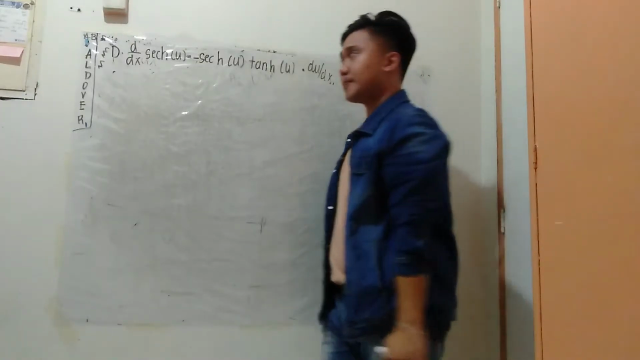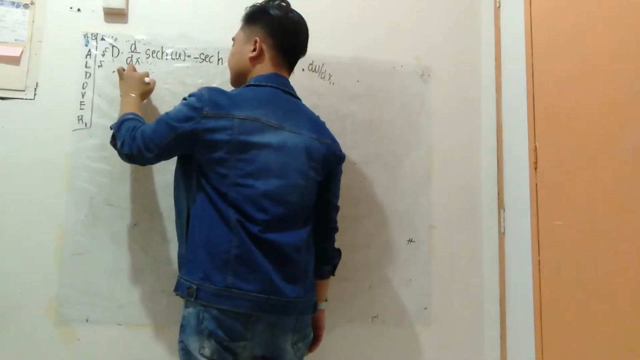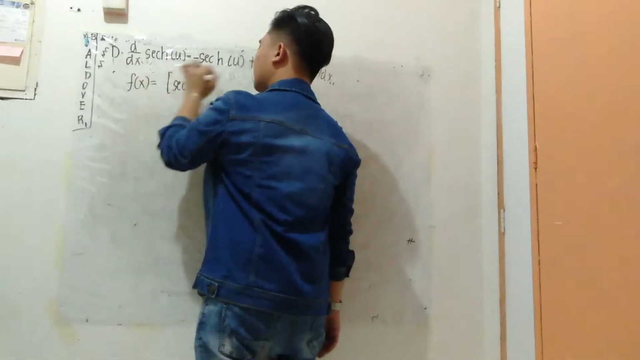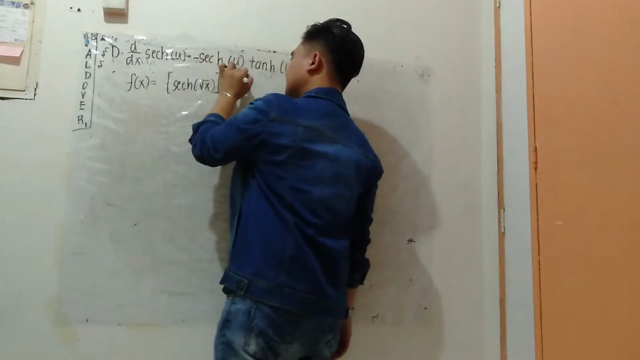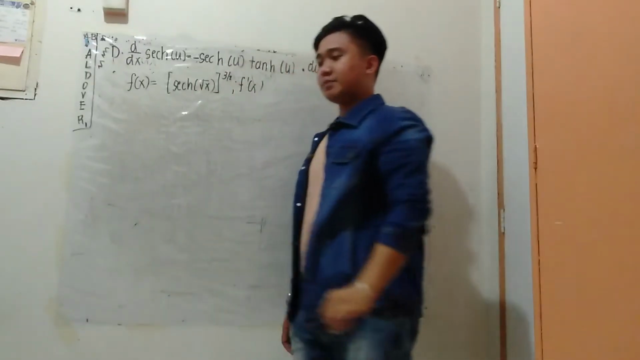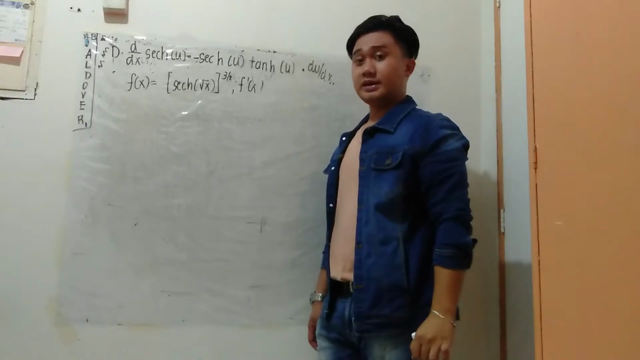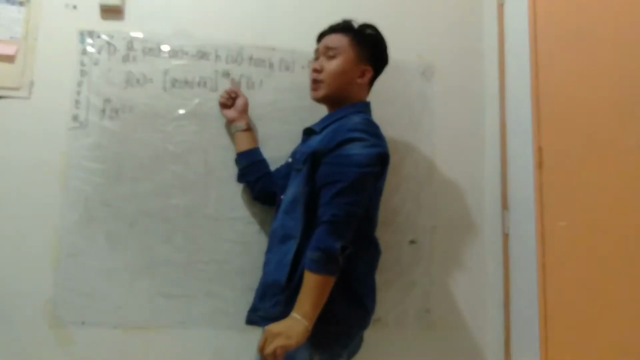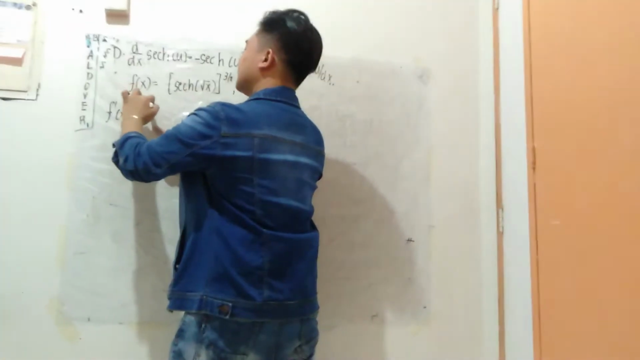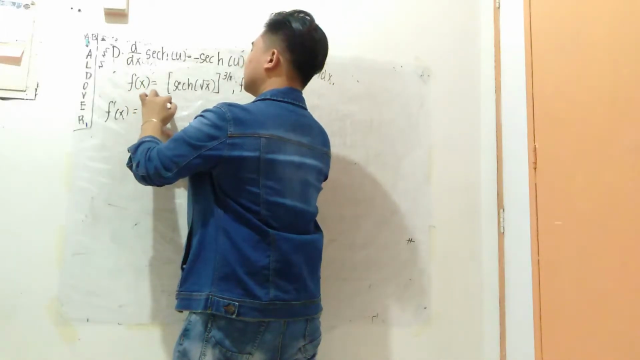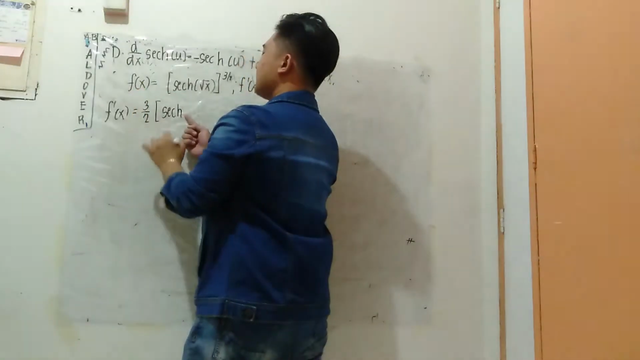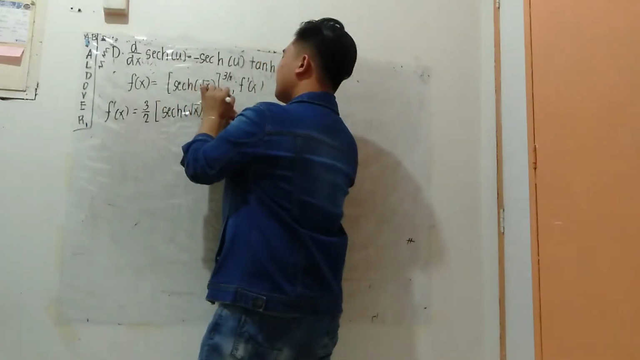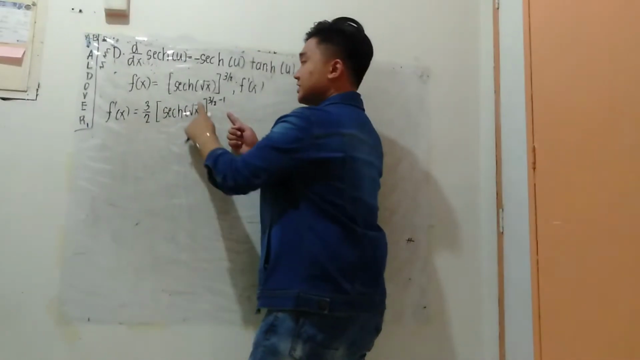Nagkakaroon ng negative. So, given that f of x is equals to the hyperbolic secant of square root of x all raised to 3 halves, find the first derivative or f prime of x. Okay? So, ano bang mangyayari kapag ganyan? Power rule. Power rule yung may bumababang exponent. So, that's 3 over 2 times hyperbolic secant of square root of x. May bumaba, babawasan mo ng isa. Tapos, differentiate mo yung loob.